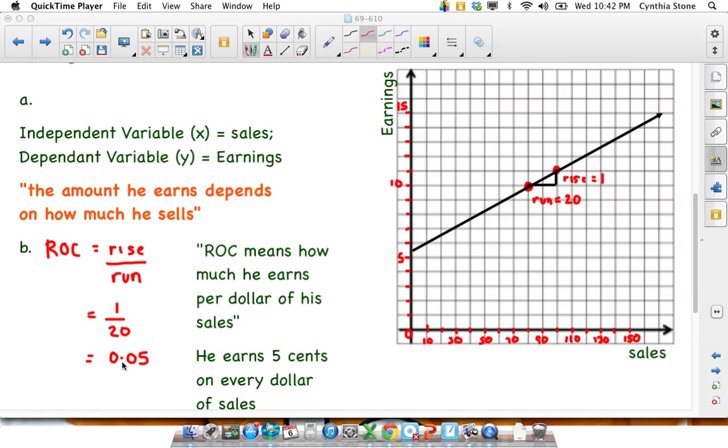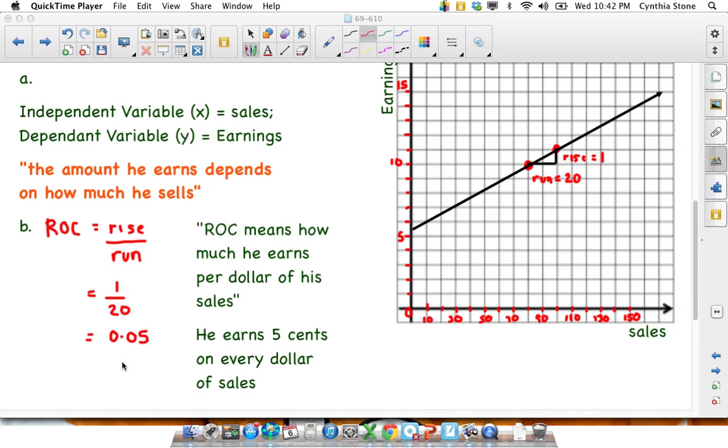And you can put it this way. He earns 5 cents on every dollar because $0.05 is 5 cents. And that's a very common way to express someone's sales. He earns 5 cents on the dollar. So he sells $100. He gets 5 cents on each one. He'll make $50, not $50, $5. Okay? Anyway. And does that make sense?